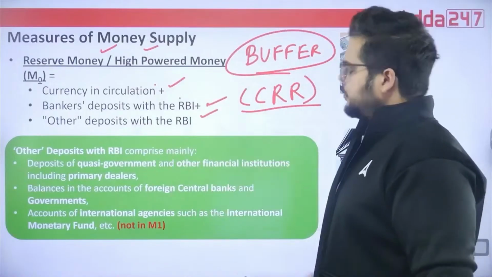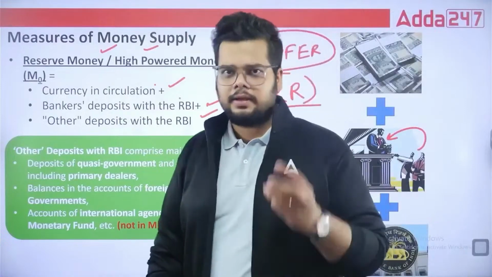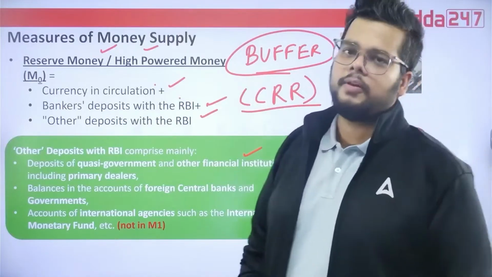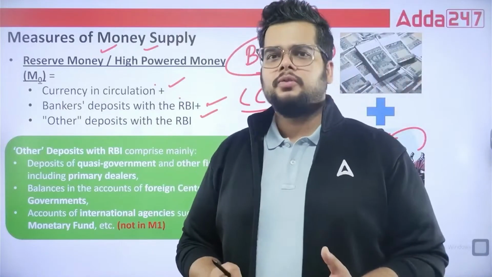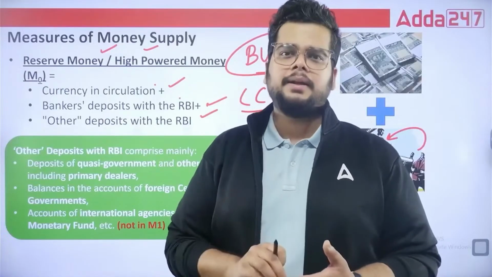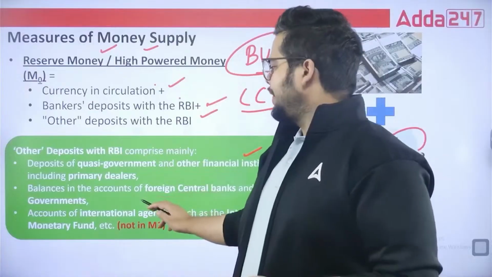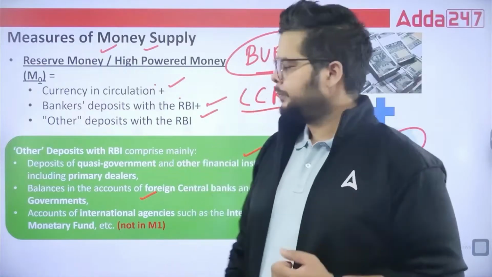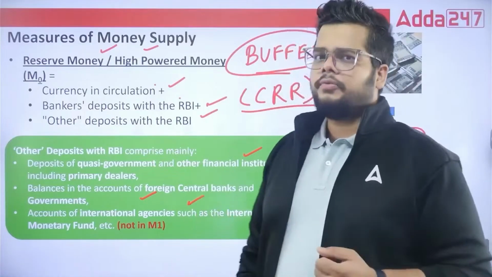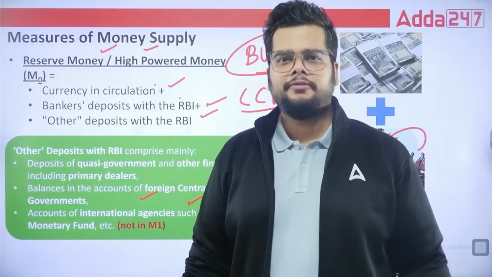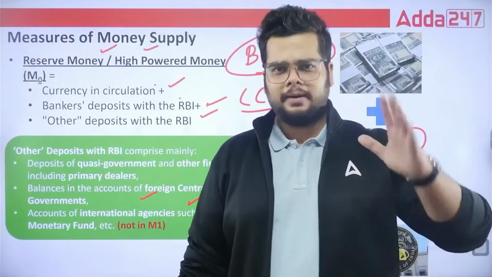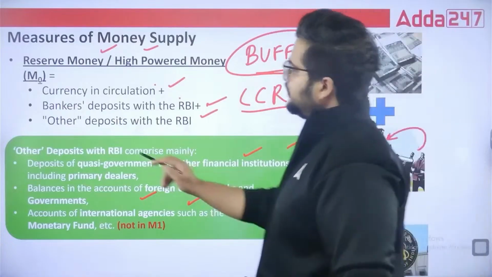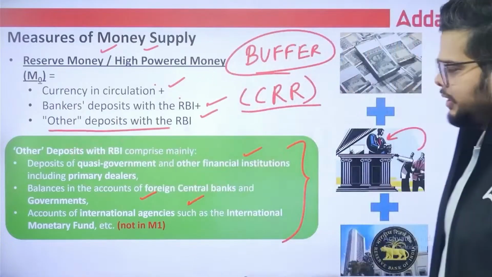Next we have other deposits with the RBI, wherein you will find three components. First of all, those deposits made by financial institutions, when we talk about the transactions which are being done using a third party or a financial intermediary like a primary dealer. Then the balances in the accounts of foreign central governments or foreign central banks. Next we have the accounts of international agencies which are providing funding to our country, be it the IMF or any other financial organization. So these three clubbed together form the third part, that is other deposits with the RBI.